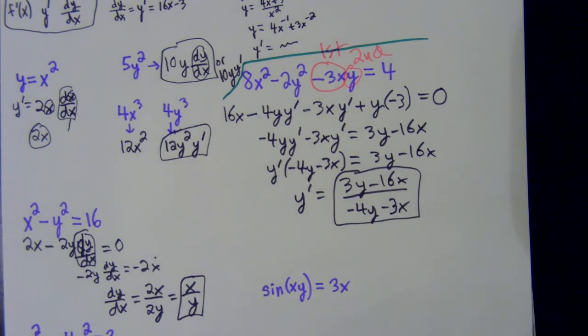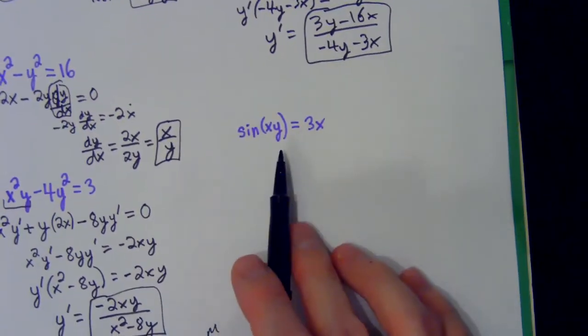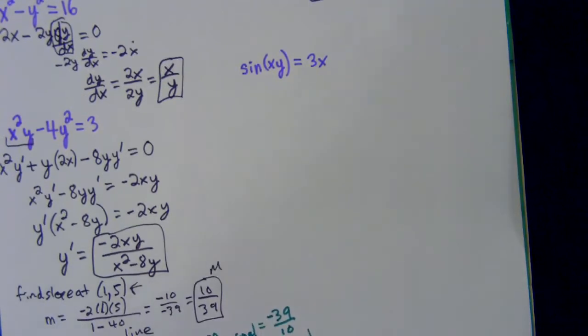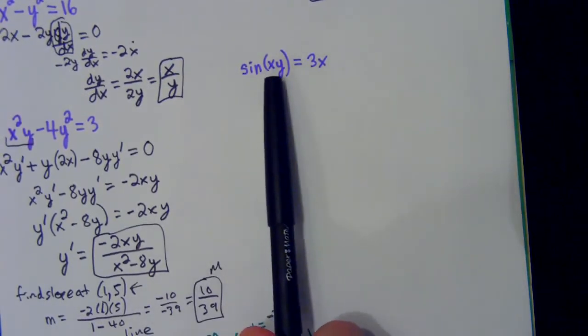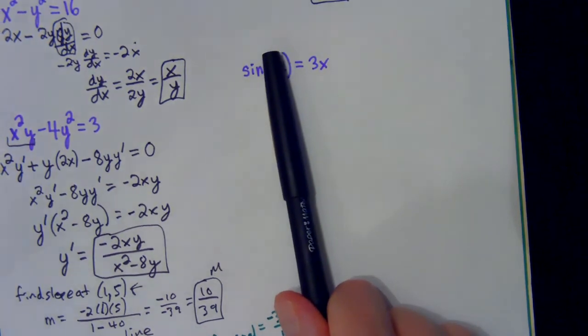All right, let's do one, possibly two more problems. I want to work in one with the trig for sure. So remember your chain rule options there. If you have the sine of something, I have the sine of something.